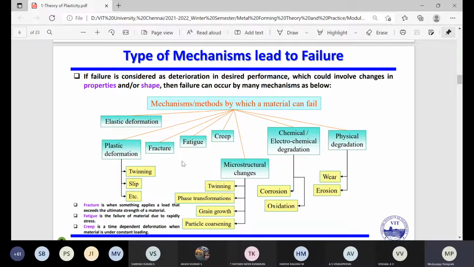Apart from this, on the left hand side, this is also possible, because you cannot say that only fracture or creep due to this mechanism leads to failure. Apart from this, we also have the chemical or electrochemical degradation. If you know corrosion or oxidation, you can also find failure. Then there are the physical degradations: we have wear and erosion. I told you about this in the machining part, where we covered a slide or two. So these are the basic mechanisms we have when the material goes to failure, or can fail, right?